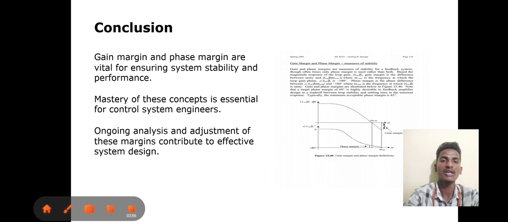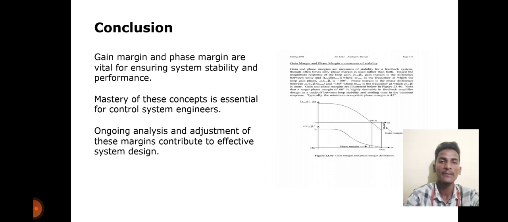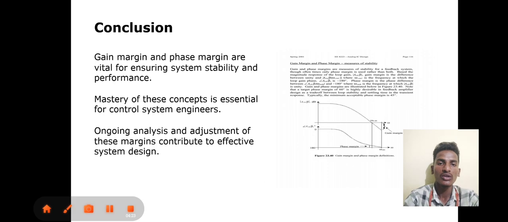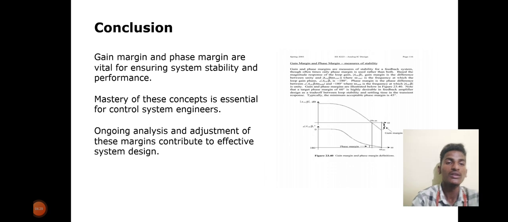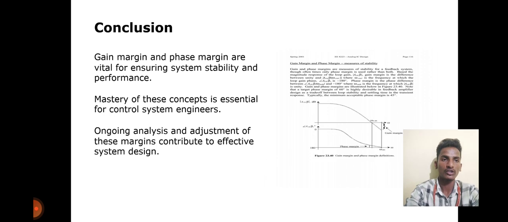Conclusion. Gain margin and phase margin are vital for ensuring system stability and performance. Mastery of these concepts is essential for control system engineers. Ongoing analysis and adjustments of these margins contribute to effective system design, and this is the gain margin and phase margin explanation and conclusion.